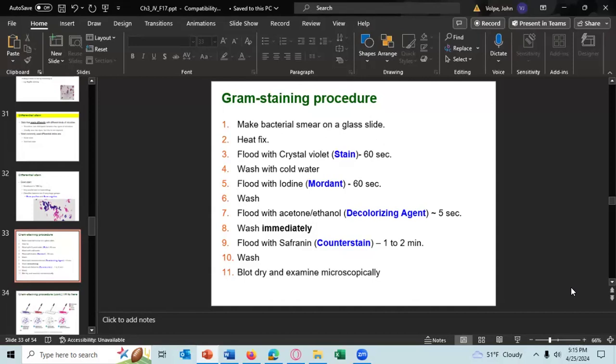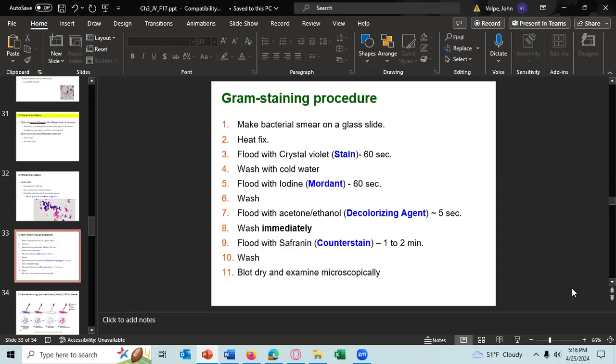You then start the stain of the cell. In the Gram stain, we first flood the cells with crystal violet. We apply it for 1 minute. After 1 minute, you dump the crystal violet off, and then you wash with cold water. You then apply iodine, called Gram's iodine. It's a mordant. You apply it for 1 minute. You then wash that off with cold water.